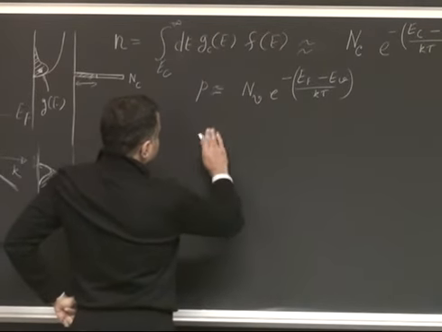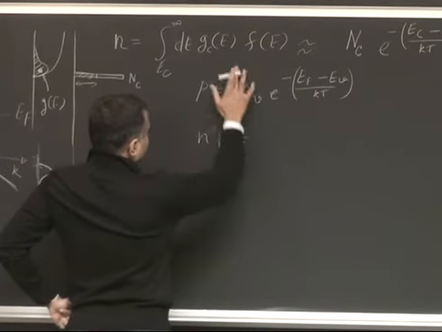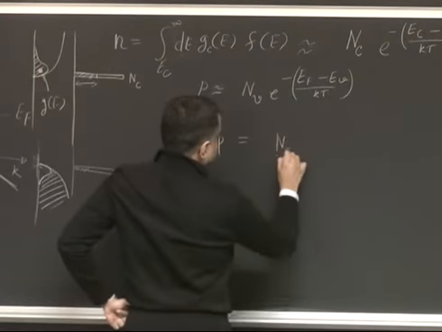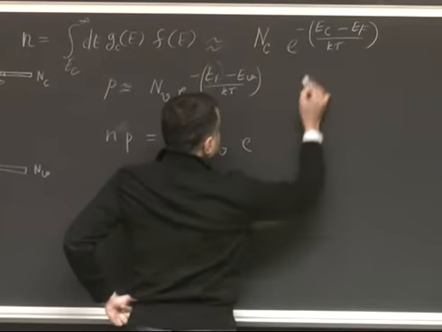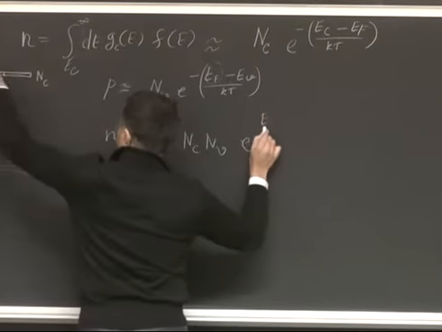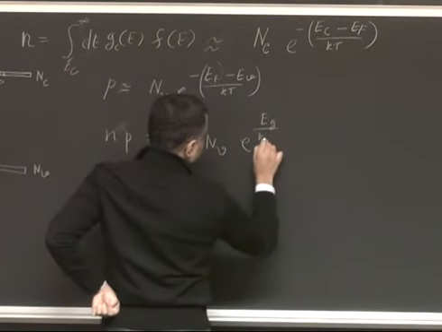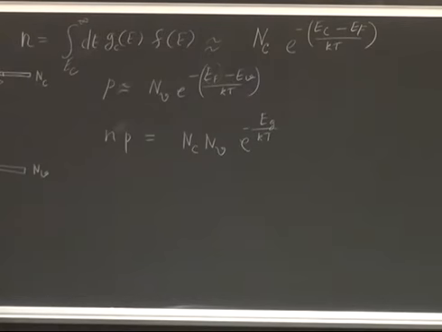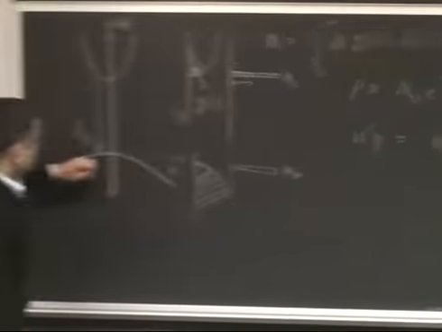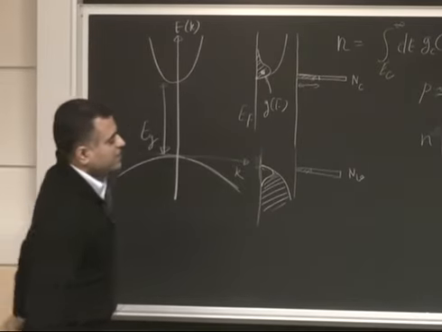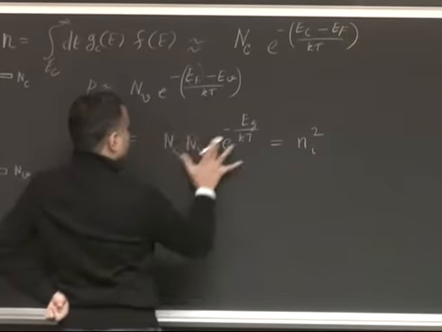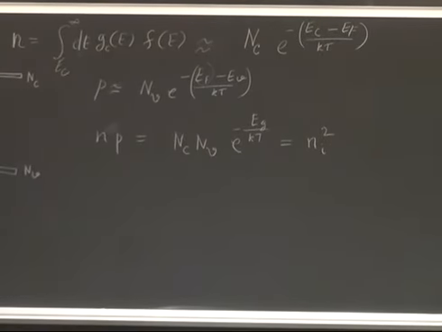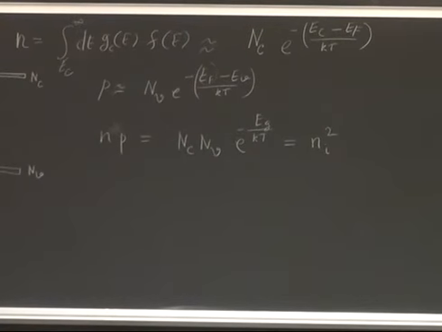Now when you take n times p, and I'm going to switch back to equal signs now, you get NC times NV. You can see from here the exponentials, the Fermi energies will cancel, and you end up with basically the conduction band edge minus the valence band edge, which happens to be the band gap over KT with a minus sign in the front. This is obviously one of the characteristic quantities of any semiconductor, elemental or compound, doesn't matter. The square root of this quantity is called Ni, the intrinsic carrier concentration. That's how many electrons you have at equilibrium in a semiconductor.